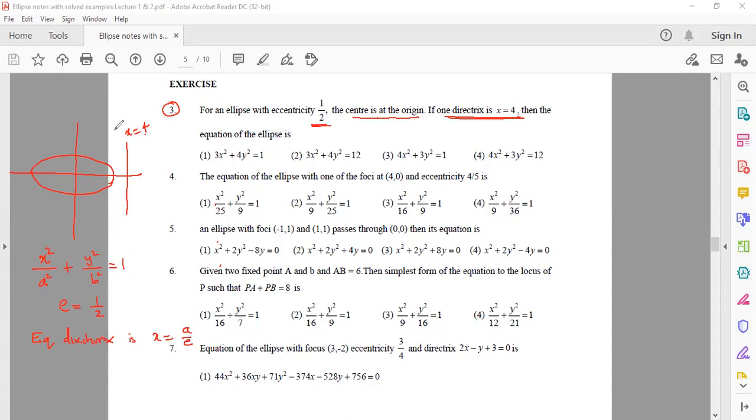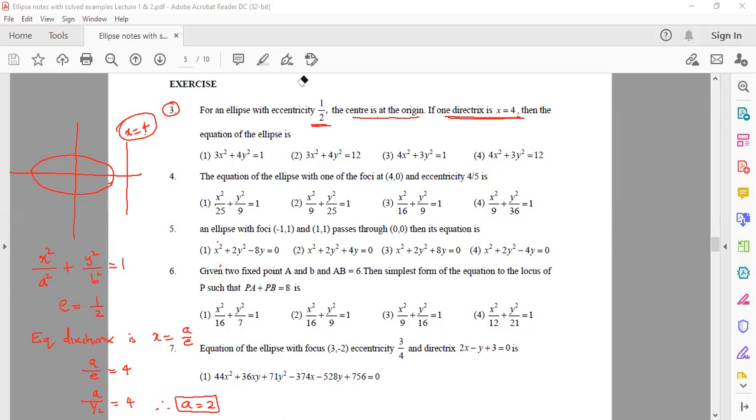So what is given to you as the equation of the directrix? 4. So a by e is 4. Your aim is to get a and b's values. So a upon 1 by 2 is 4. Therefore, a is equal to 2. So you got a's value. Now you need to get b's value. How will you get b's value? Do you know?